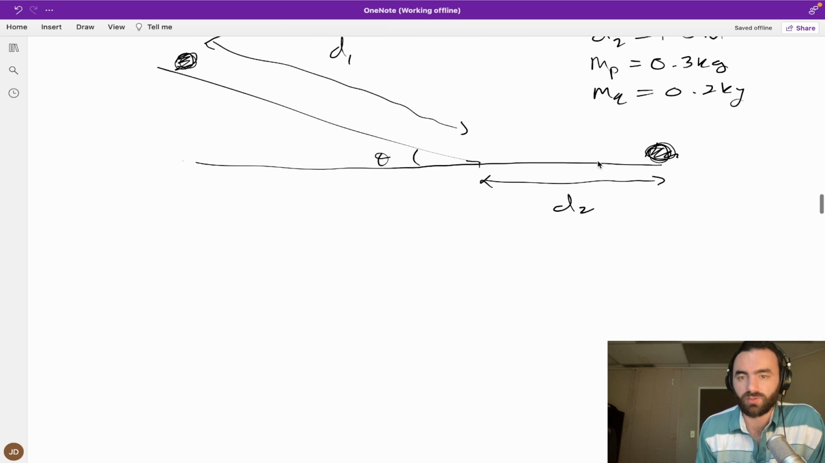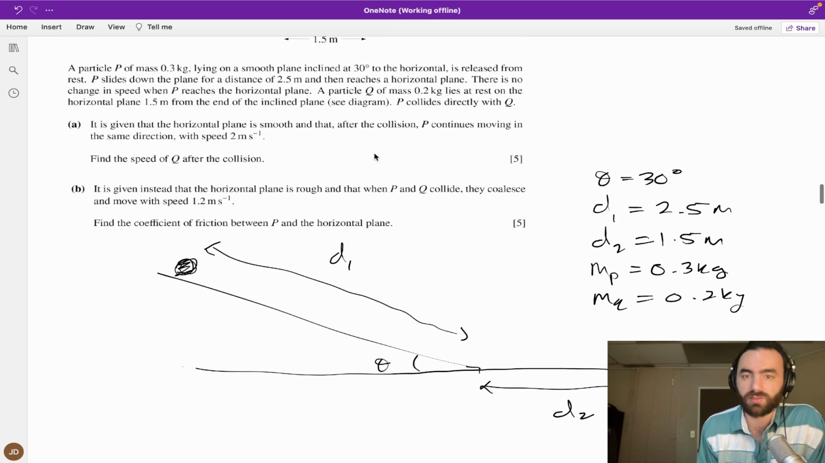Okay, so if we just get an idea, this thing is going to roll down this hill and gain speed because it's accelerating down the hill. Then when it gets to the bottom, it's going to be moving at some speed. Because it's a smooth surface, when it collides, it'll be moving at the same speed. After it collides, P moves at 2 meters per second, and we want to know what Q moves at.